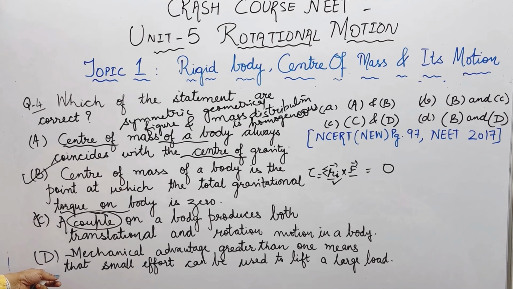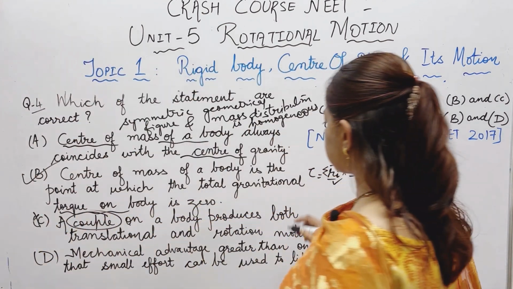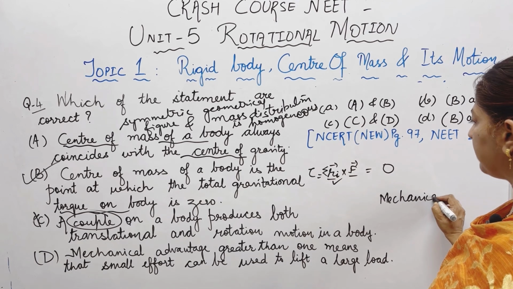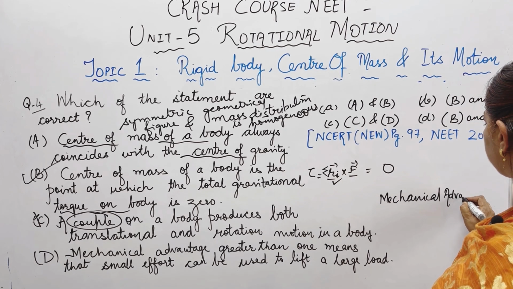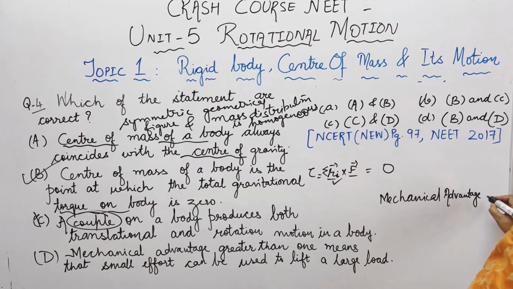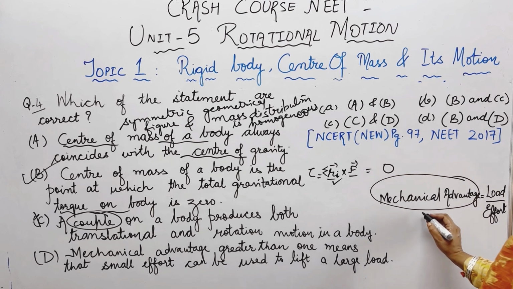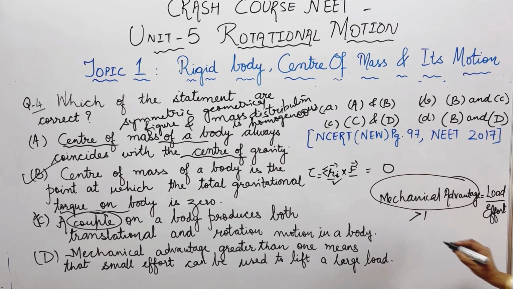The next: mechanical advantage greater than 1 means that a small effort can be used to lift a large load. To see this, first we will see the mechanical advantage. Mechanical advantage is equal to load over effort. If this mechanical advantage is greater than 1, it means load is greater than effort.